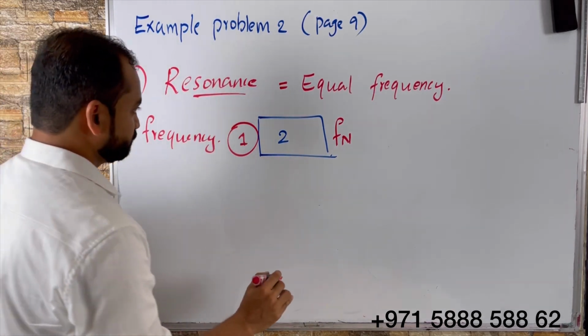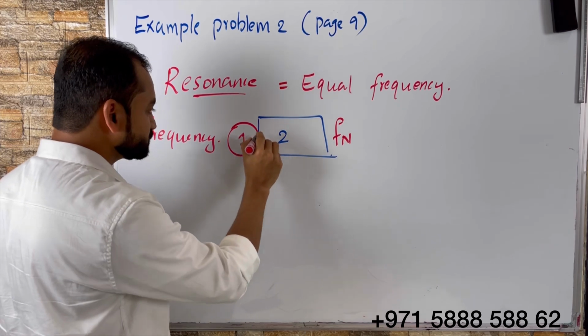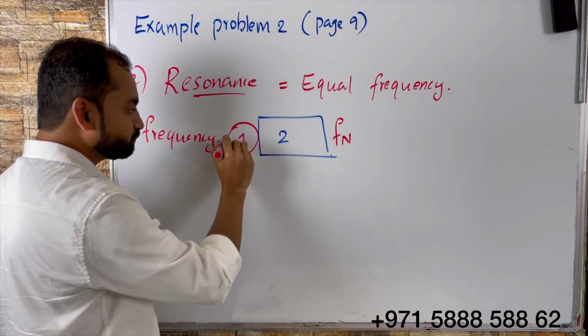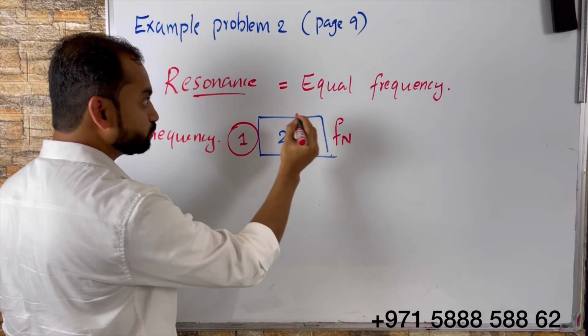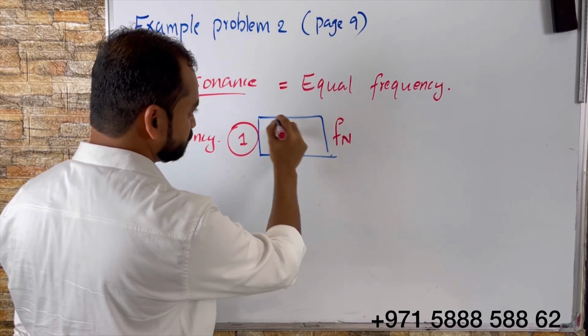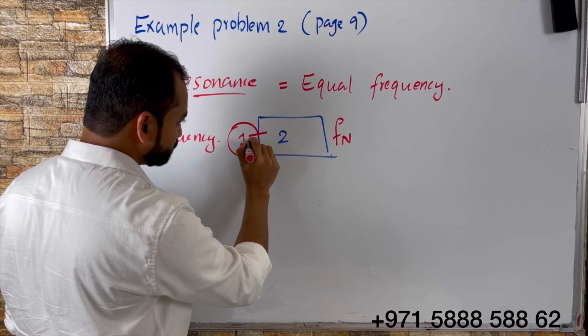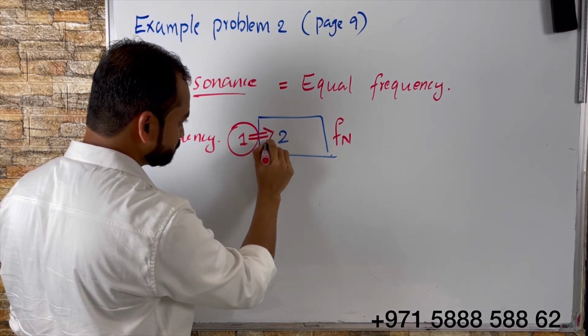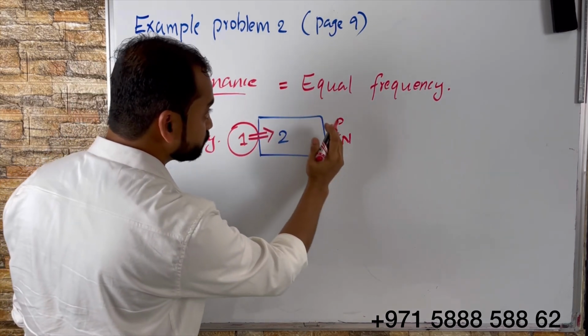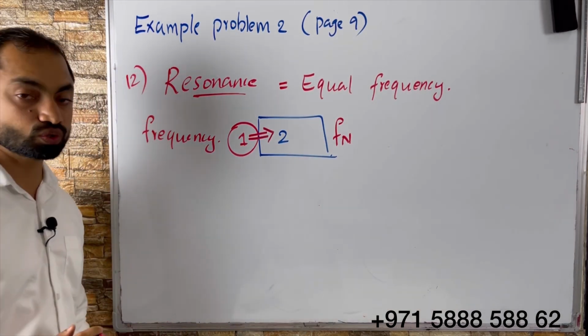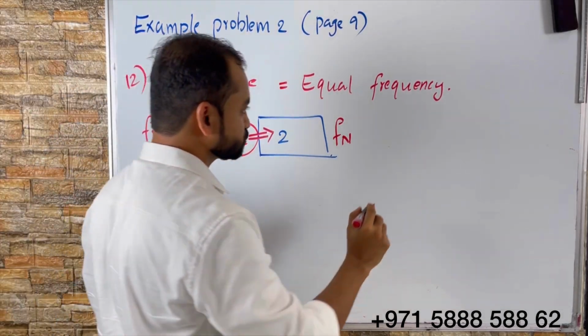Then if this first object is vibrating at a frequency that is equal to the natural frequency of the second object, what happens is all the energy, or maximum energy, will be transferred to the second object. That is called resonance.